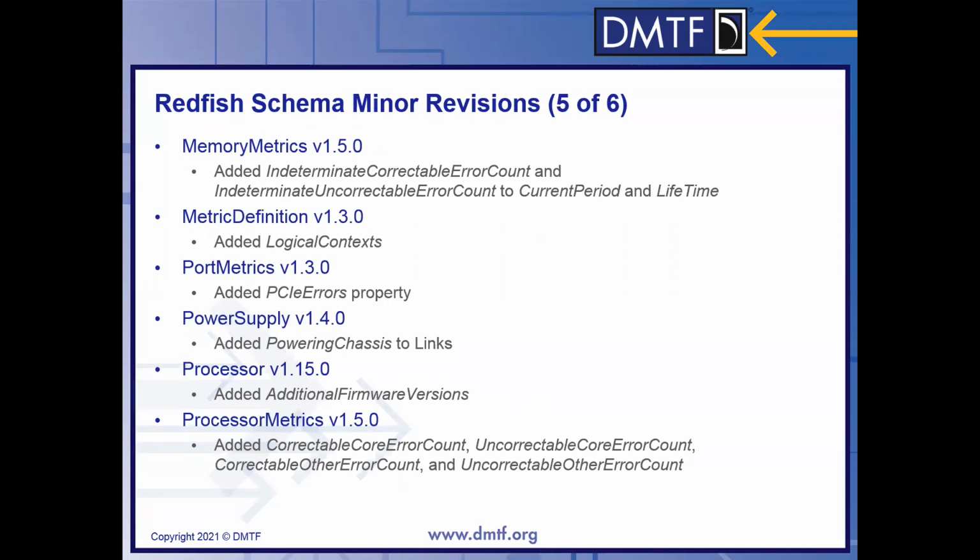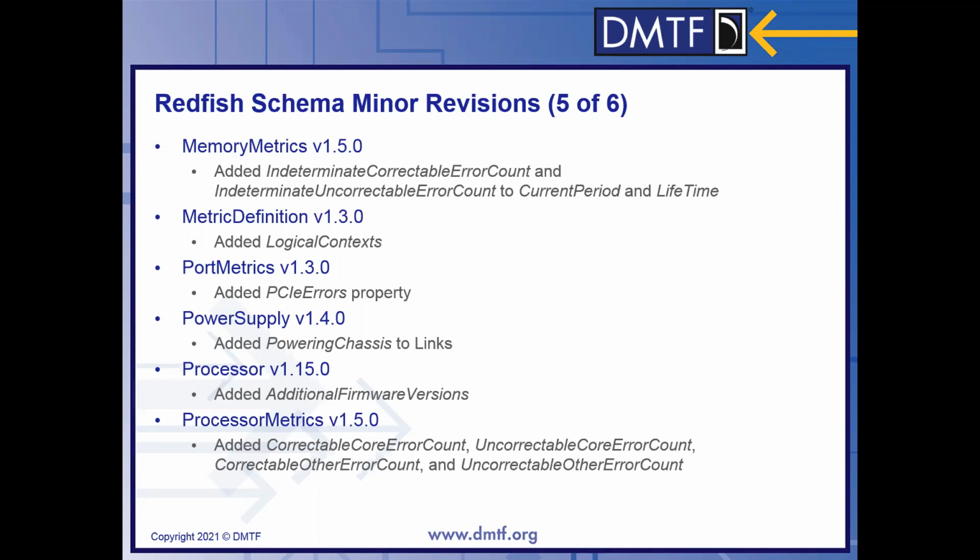So in memory metrics, we added a couple new types of metrics. Indeterminate, correctable and uncorrectable error counts were added, and this is used when you have memory metrics to report the metrics for an entire memory subsystem. And so you might not be able to identify a particular memory instance where the error applies. And so this allows you to register that an error did happen in the subsystem, but it may not be reflected on an individual memory resource.